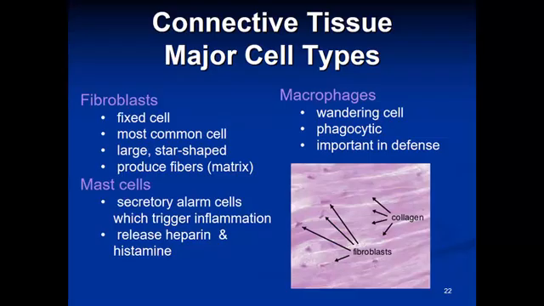So the cells in connective tissue, again, they don't touch each other. They just kind of hang out in the matrix. There's three kinds: fibroblasts, macrophages, and mast cells. The fibroblasts are the ones that are more fixed in place, and they secrete the matrix. They're kind of large star-shaped cells, and they produce different matrix depending on which type of connective tissue it is. The mast cells and macrophages move around and clean up the mess, MMM.